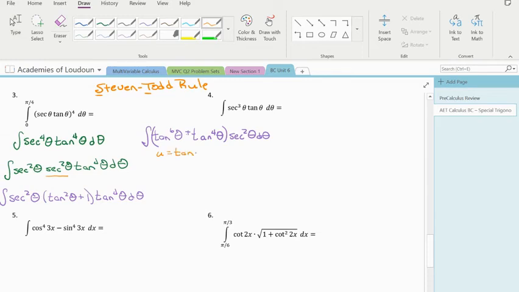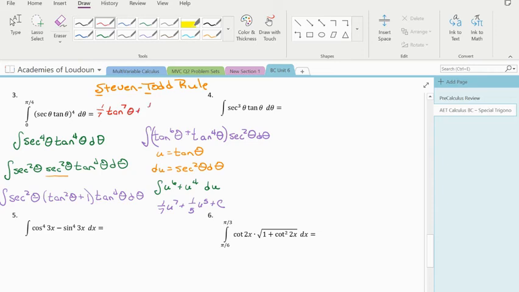will be tangent theta, du is going to be secant squared theta d theta, and we have then the antiderivative of u to the 6th plus u to the 4th du, which gives us 1/7 u to the 7th plus 1/5 u to the 5th plus c, or 1/7 of tangent to the 7th theta plus 1/5 tangent to the 5th theta plus c.